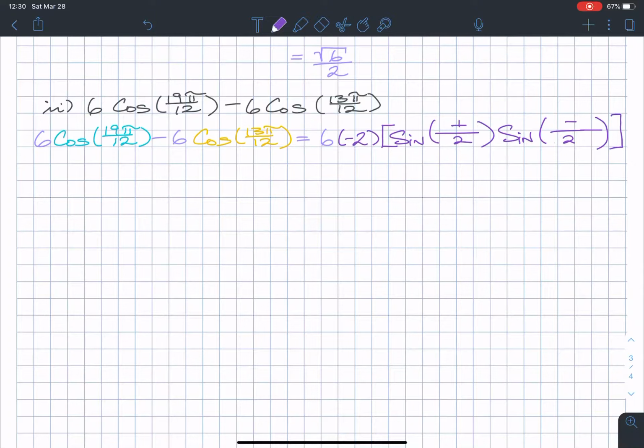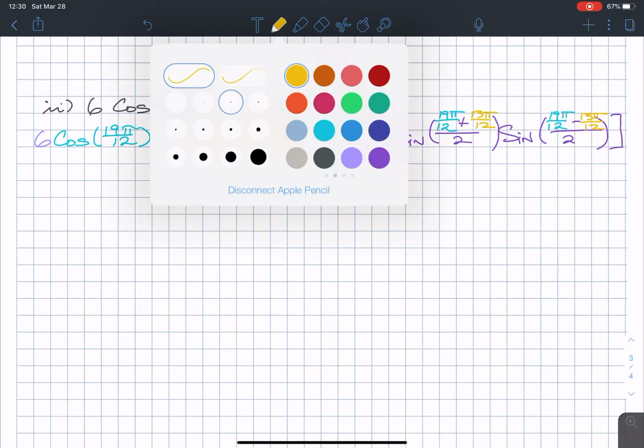What was the first angle? It was 19 pi over 12, to which I'm adding and or subtracting the second argument, which in our case is 13 pi over 12. Let me actually make these a bit more clear. Adding, subtracting. Okay, good enough for government work, I suppose.